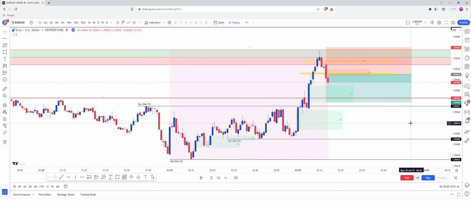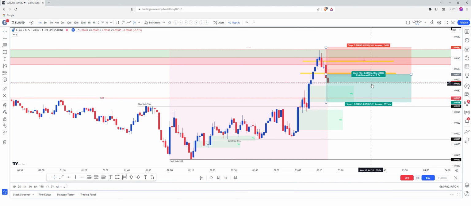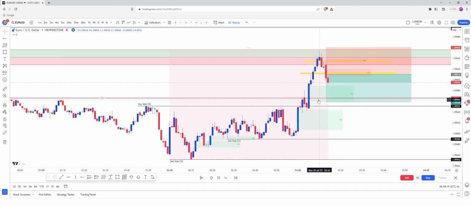So this is our silver bullet entry now, aiming to take out some form of sell side. 5 pip stop loss, which is just above the high, which is quite nice, and then a 5 pip take profit, which takes us into this order block, filling this fair value gap. Let's see what happens.